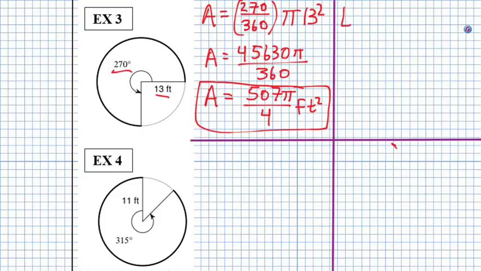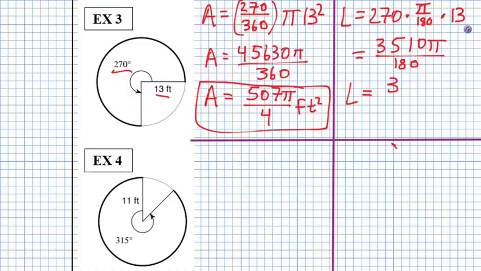All right, and then our arc length, that's going to be equal to 270. We have to convert again, times pi over 180 times 13. And so that's equal to 3510 pi over 180. And then L is equal to 39 pi over 2 feet. Again, you don't really need to reduce this by hand. You have a calculator. You can use your graphing calculator to reduce this.